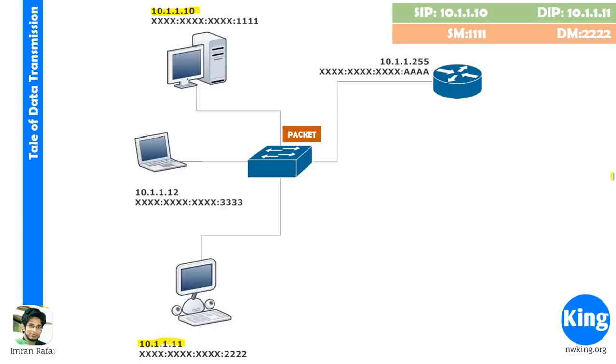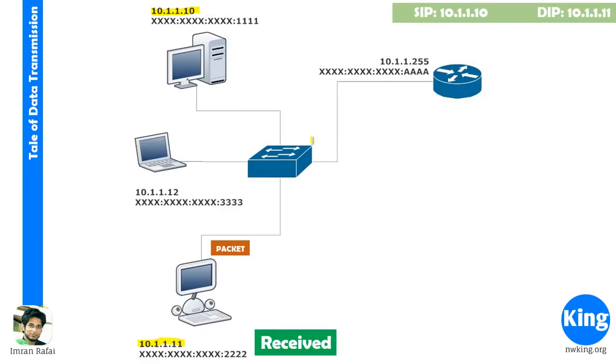Now, like I said, a switch has intelligence. What does intelligence mean? Intelligence means that within 20 seconds after the switch has come up, the switch would have learned all the MAC addresses. So it would know which MAC address is on which port. So now the switch knows that MAC address 2.2.2 is connected to this port. So the switch forwards that packet only on this port, and this computer receives that packet.